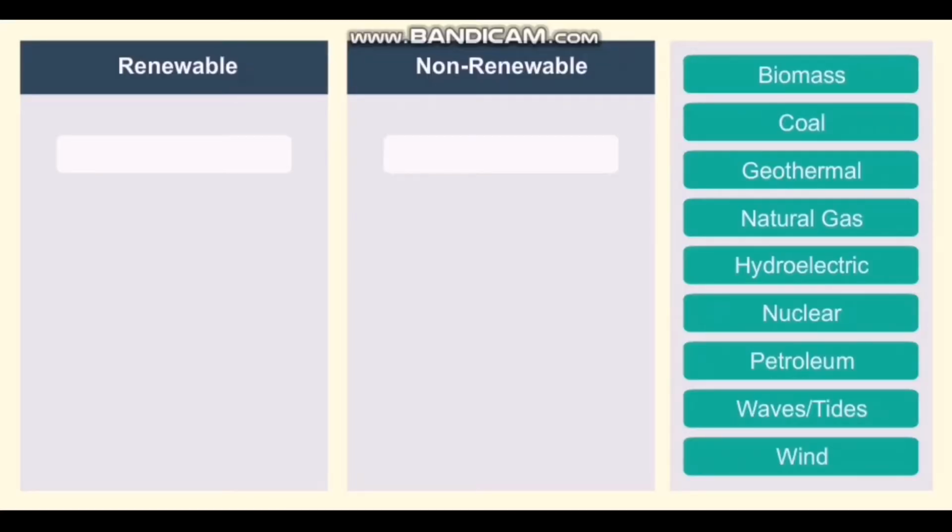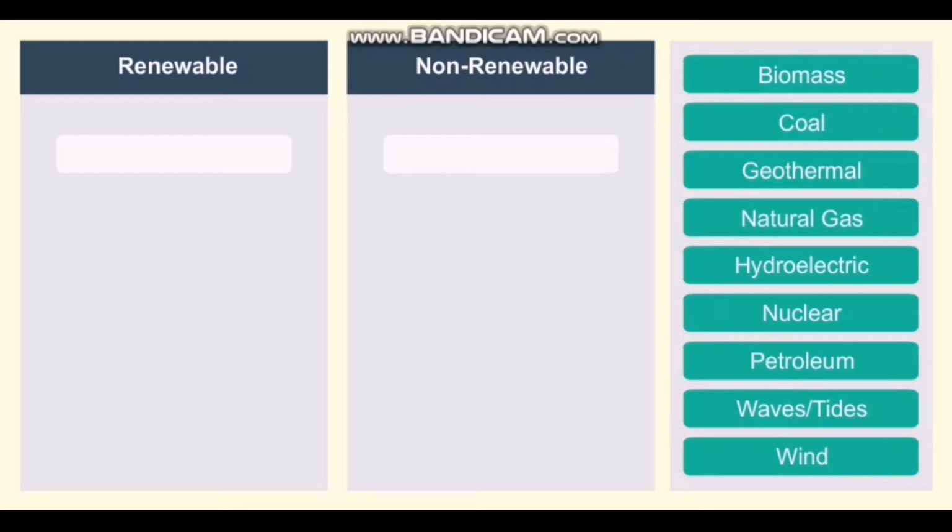Hello again. Electricity can be generated in various ways. To understand how this electricity is generated, let's take a look at the sources of energy first. Talking about energy sources, there are two types of energy sources. They are called renewable energy and non-renewable energy. So what do these two types of energy sources mean?